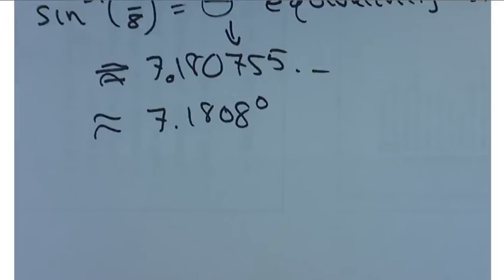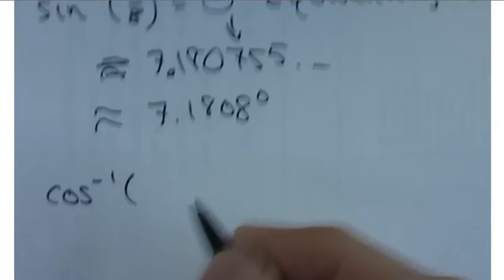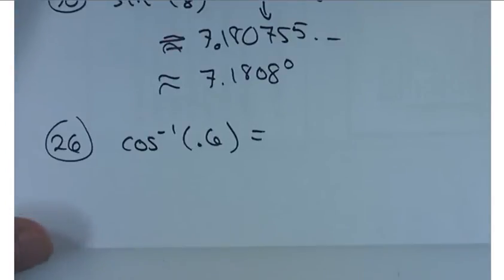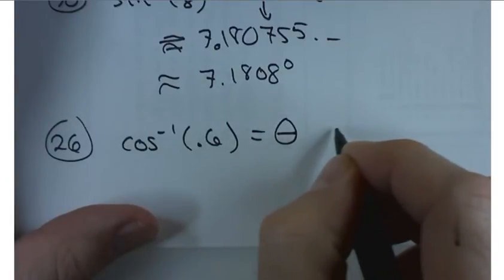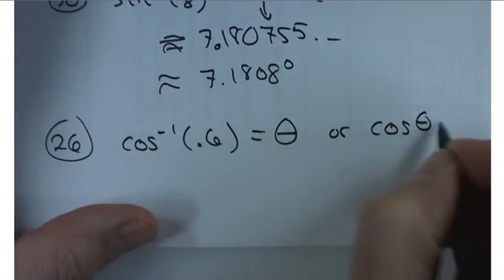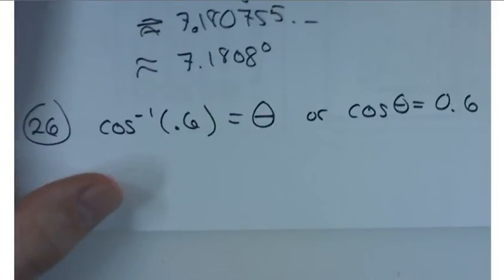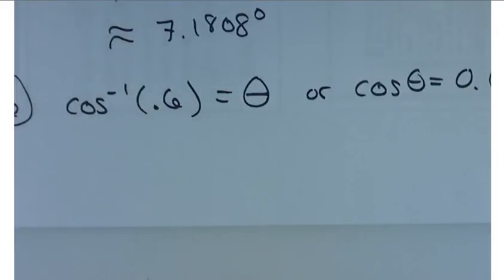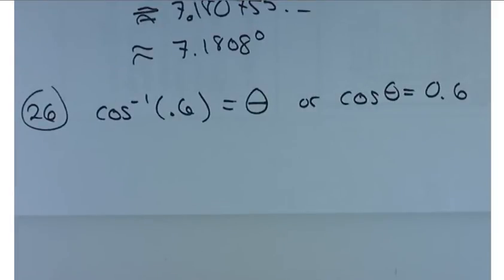Let's try another trig function. So for instance, problem number 26. Cosine inverse of 0.6. So you're looking for the angle whose cosine is 0.6. So call that theta. Equivalently, cosine of theta is 0.6. Let's keep it in degrees.